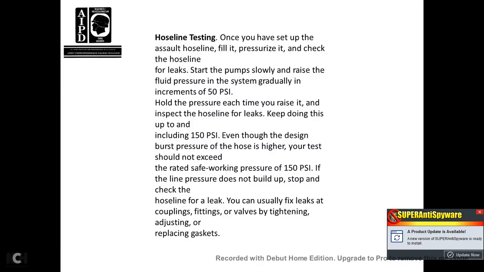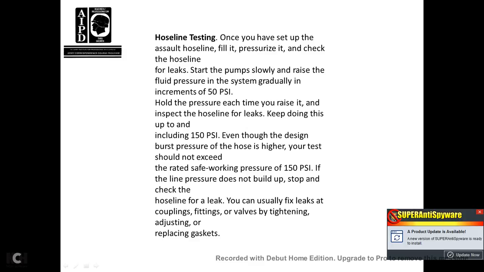Alright, hose line testing. Once you have set up the assault hose line, fill and pressurize it, and check the hose line for leaks. Start the pump slowly and raise it to full fluid pressure in the system gradually, in increments of 50 psi. At each increase, inspect the hose line for leaks. Keep doing this up to 150 psi, even though the design burst pressure of the hose is higher. Your test should not exceed the rated safe working pressure of 150 psi.